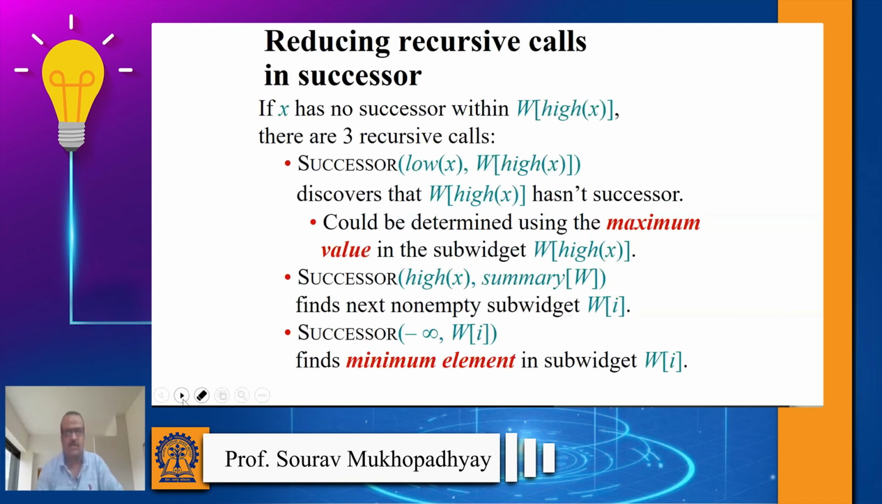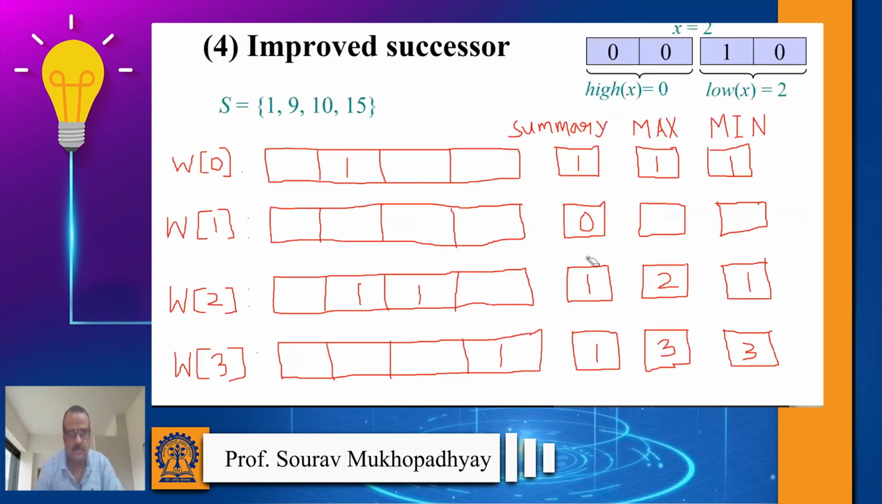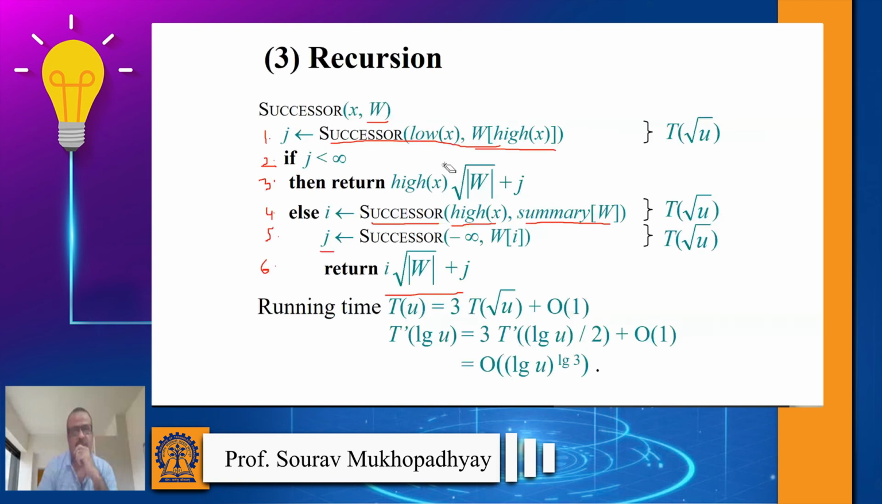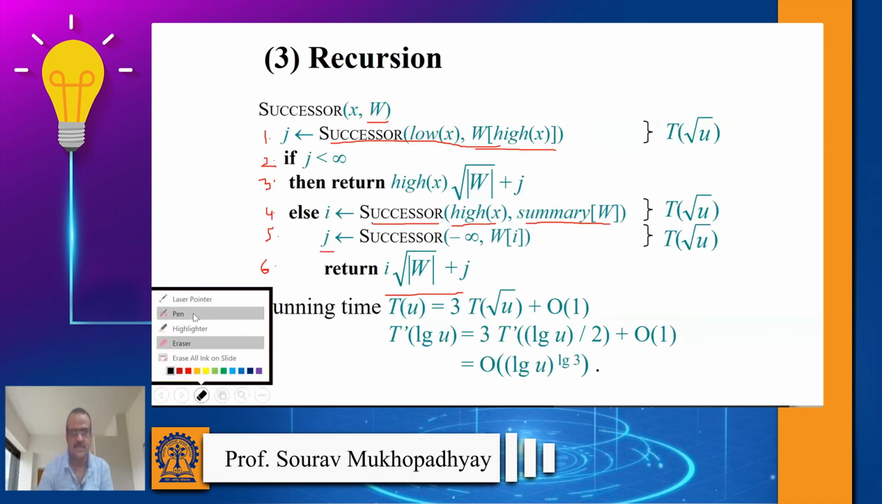Can you suggest how to have one call? Look at this. How to avoid these calls? Is this call required? Can you do some more augmentation to avoid this call? Any suggestions?